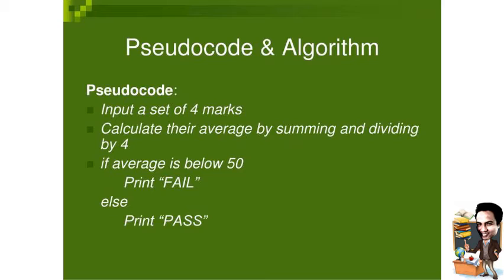Example 1, pseudocode. Input a set of 4 marks. Calculate the average by summing and dividing by 4. If average is below 50, print fail, else print pass.